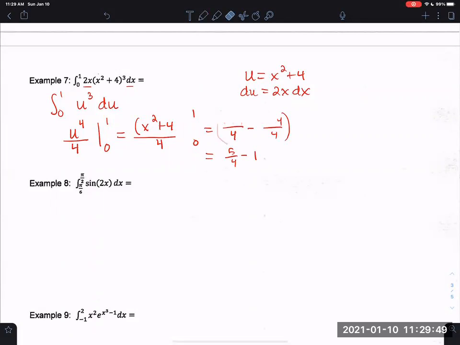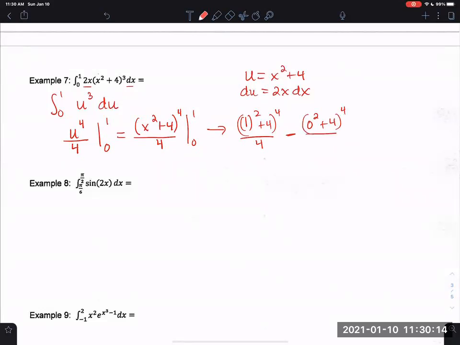But what I'm going to do right now is, if you all noticed, you're probably saying to yourself while I'm writing furiously, you forgot the 4th. Okay, to the 4th. Here we go. Let's do that over again. 1 squared plus 4 to the 4th over 4 minus 0 squared plus 4 to the 4th over 4. All right, a little bit better.